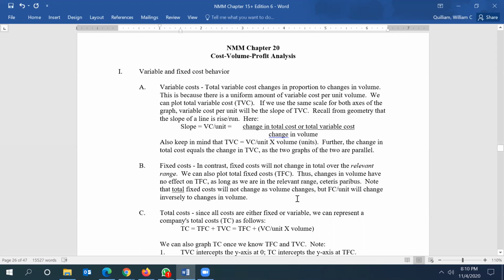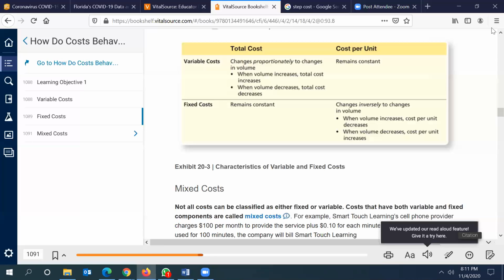Then fixed costs. Well, in contrast, fixed costs will not change in total over the relevant range, which we always assume that we're in. And we can plot total fixed cost. So we'll see the changes in volume have no effect on total fixed costs as long as we're within the relevant range, ceteris paribus, which is a Latin term that you see in economics, which means all other things being equal. And we'll note here the total fixed costs will not change as volume changes, but we could say that fixed cost per unit will change inversely to changes in volume. So let me show you that back in the book.